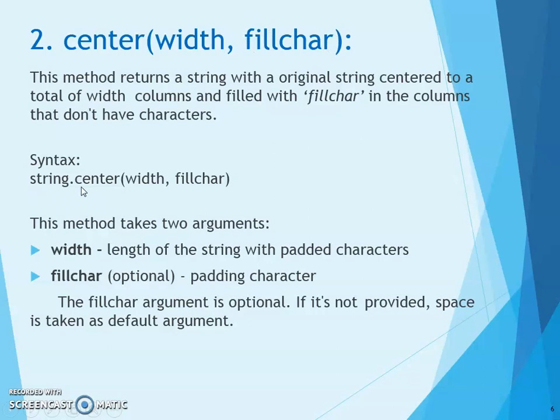So the syntax is name of the object, that is string, dot name of the method, that is center, width comma fillchar. Width means the length of the string with the padded characters. How many characters should be there in the converted string. And fillchar is optional, that is the padding character. Wherever the characters will not be there, we want to pad with this fillchar character. As fillchar is optional, if this argument is not mentioned, then by default it will take a space bar. So we'll see an example of this.